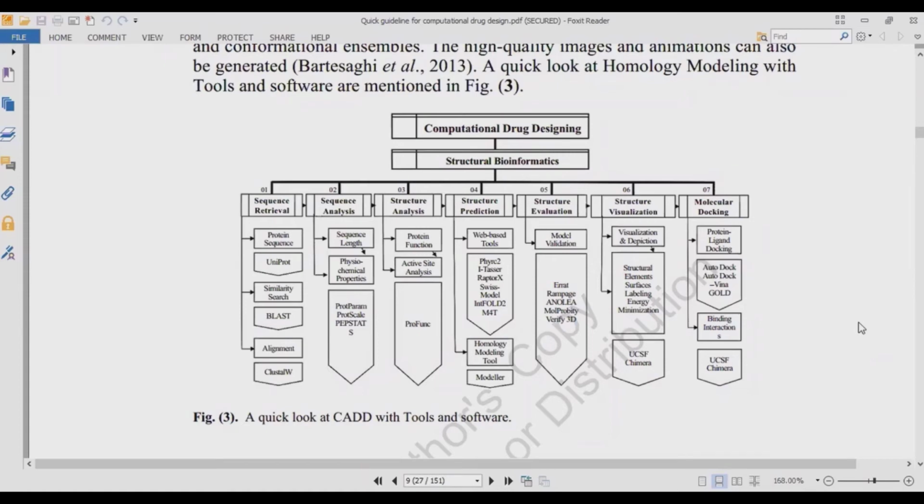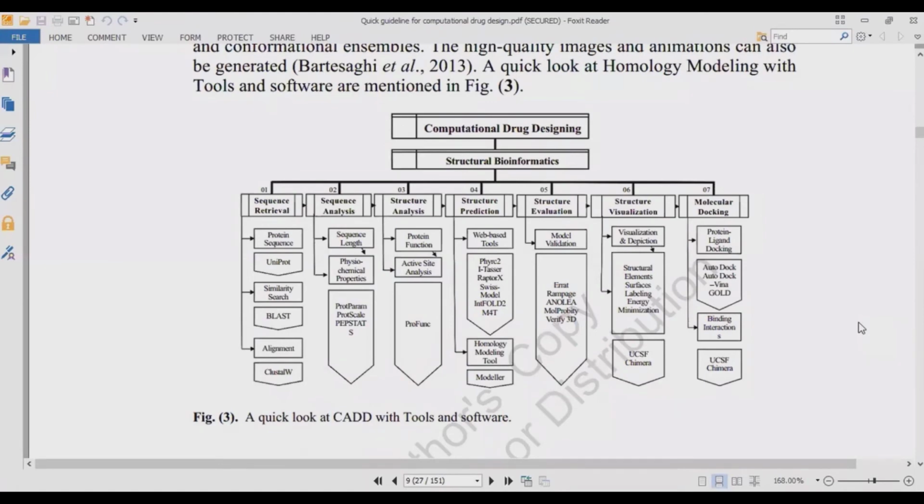After that, we have chapter number 6, structure visualization. There are many software packages available for structure visualization. Usually we use UCSF Chimera. VMD is also available. PyMOL is available. Discovery Studio is available. MOE is available. Some are purchased ones, some are difficult, but UCSF Chimera is user-friendly software.